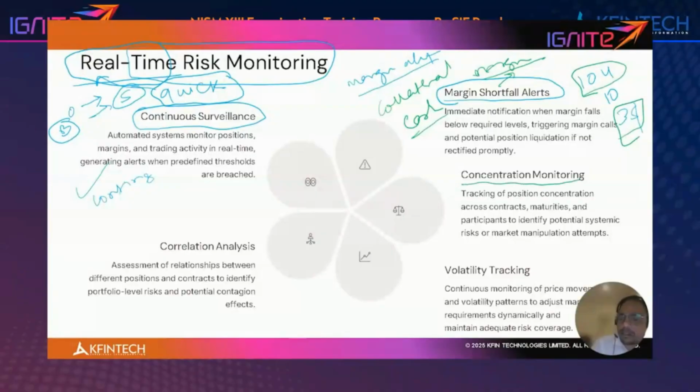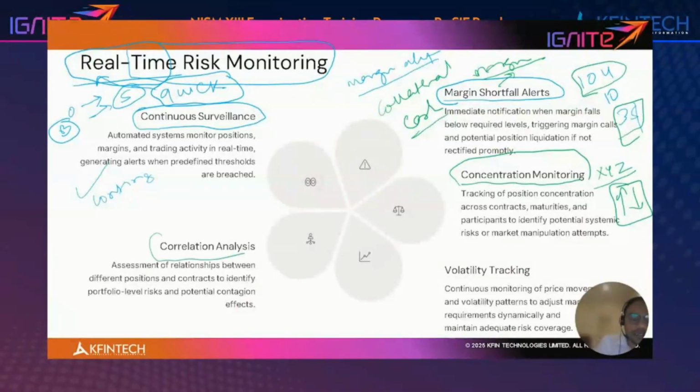Concentration monitoring. This also basically applies. Suppose a single security, say XYZ bond futures, is being traded a lot and there are few players holding this security. So the exchange or the intermediaries will always keep on tracking the concentration of the trades.